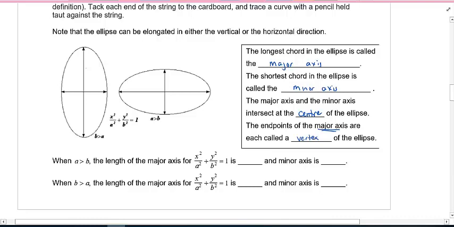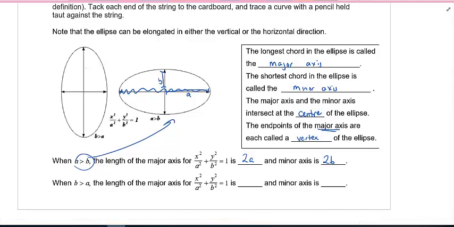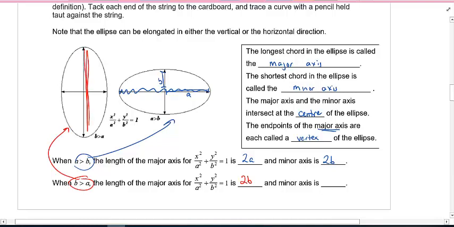Now there are two different examples of ellipses here. When a is greater than b, that's the one on the right. Notice that this value here is a, and this one here is b. We have here the length of the major axis would just be double of a, so that would be this distance. That's the major axis. And the minor axis would be the other one, 2b. Notice, of course, when b is greater than a, we switched it around. The major axis becomes the vertical, so that's 2b. And the minor one then becomes the horizontal, 2a.